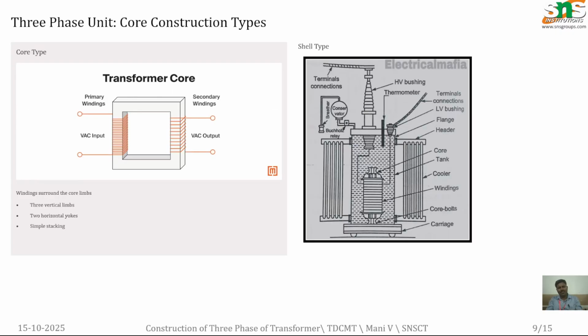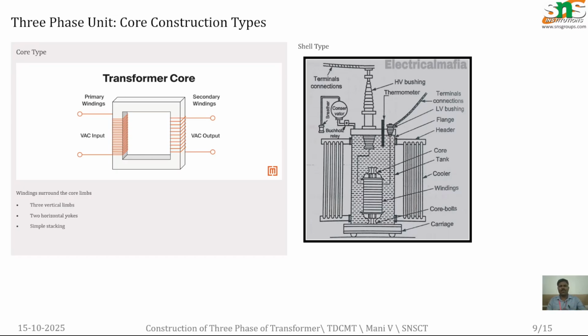And the second one, the three phase unit, consists of only one unit. So we are giving the input to the primary and we are getting the output on the secondary side. So it has only one unit. It has three vertical limbs and two horizontal yokes. The horizontal yoke will be there, and it will be a simple one.